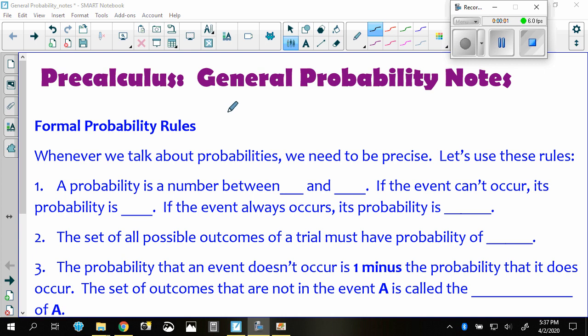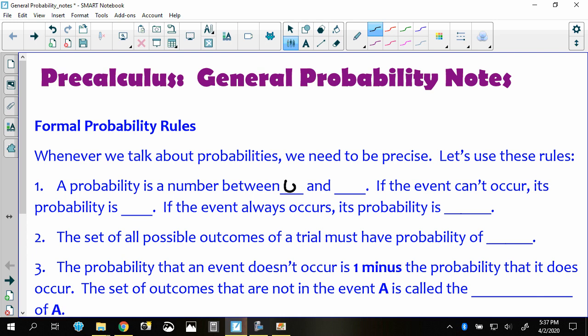So looking at general probability notes, starting out day one. Whenever we talk about probabilities, we need to be precise. So we're going to use these rules. A probability is a number between 0 and 1. If the event can't occur, its probability is going to be 0. That means it never happens. No way in any time can it happen. If the event always occurs, it's certain that it's going to happen, then this event has a probability of 1.